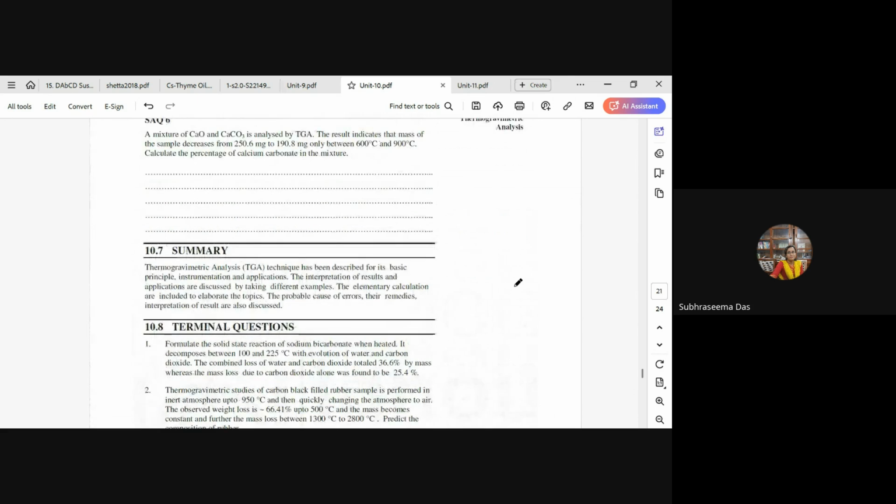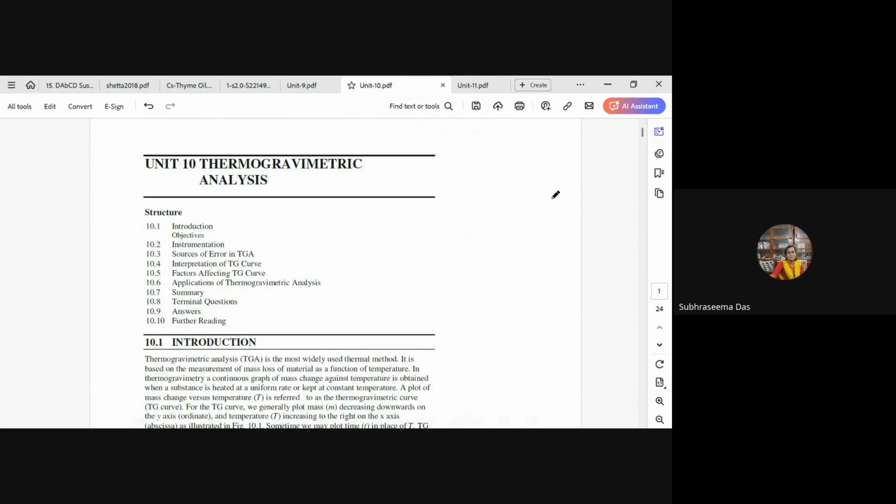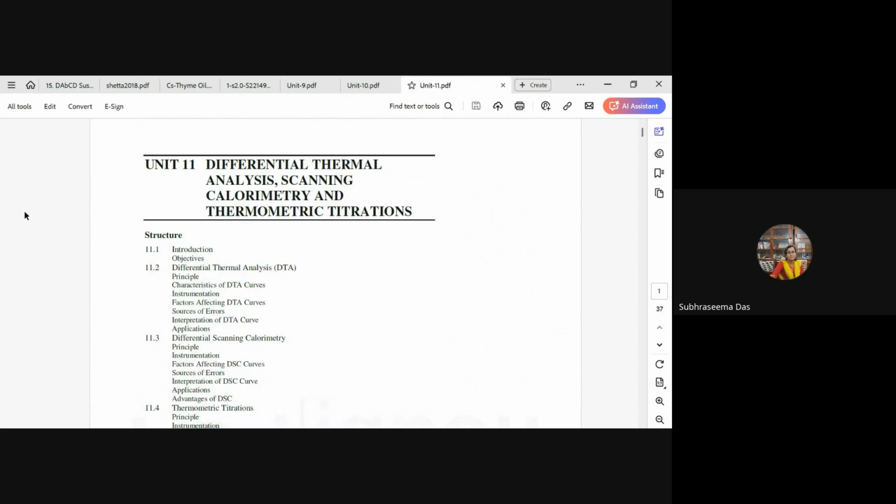So in summary, we talked about the principle of TGA, the instrumentation and the various applications of TGA. The sources of error in TGA instrumentation have also been described. With this, we complete the unit on thermogravimetric analysis. Now we'll talk about differential thermal analysis, that is DTA, differential scanning calorimetry and different types of thermometric titrations. Before we proceed to this new unit, we'll take a break of 2 minutes and then resume with this chapter.